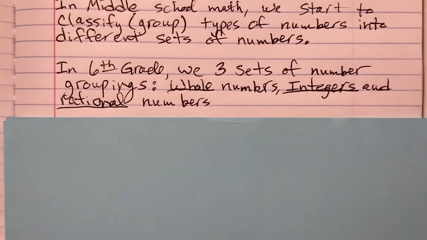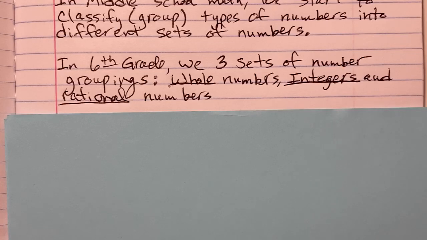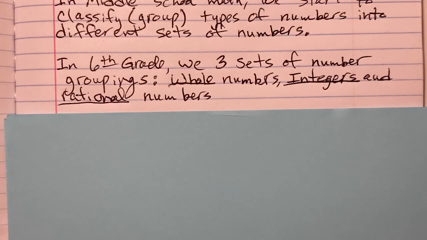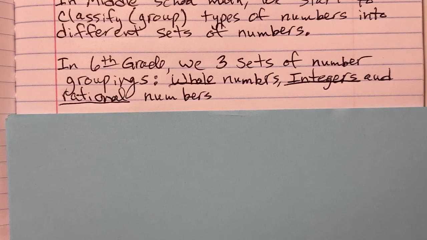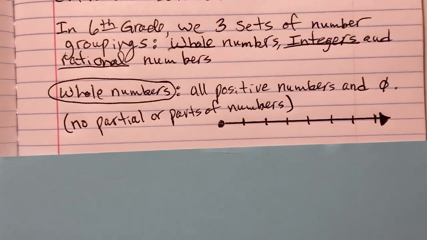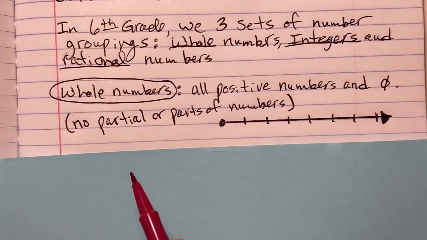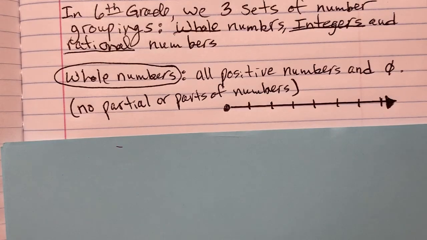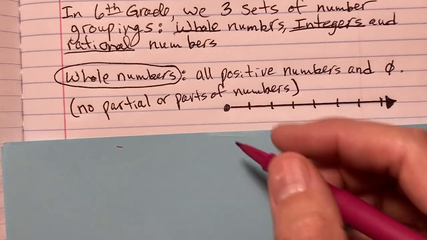In 6th grade, we're just going to focus on 3 sets of number groupings, or 3 classifications. Those 3 classifications are called whole numbers, integers, and rational numbers. Whole numbers you've been familiar with from your elementary days, and now we're going to introduce the integers and also rational numbers. So whole numbers, no big change there. They're all the positive numbers and 0. For my definition, I'm going to say where there are no partial numbers or parts of numbers, for example, fractions or decimals left over.